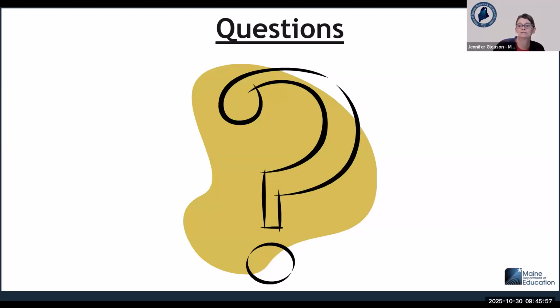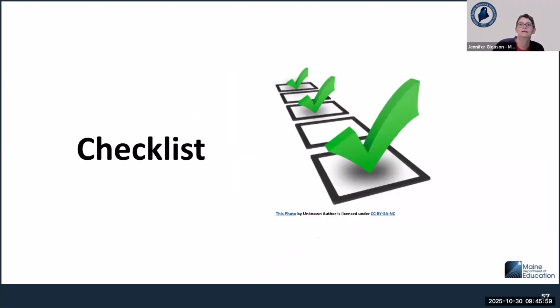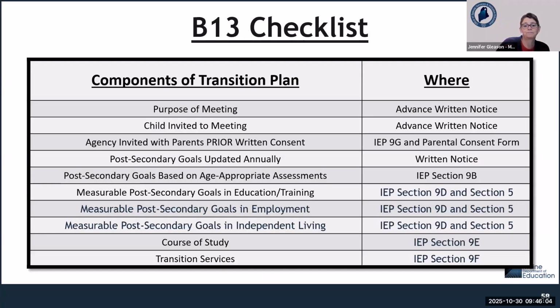All right, move along. We have some checklists for you. I know Carly mentioned at the beginning that B13 is a federal indicator that we report to the federal government every February. And if even one of these things is non-compliant, we have to report it as a non-compliant transition plan. We were audited by OSEP about a year, 2 years ago now.